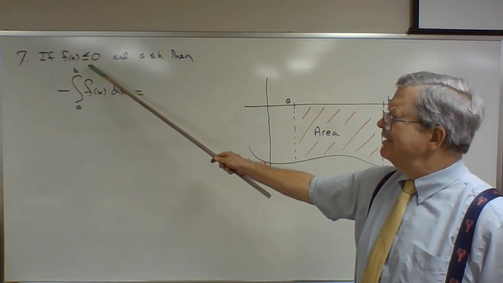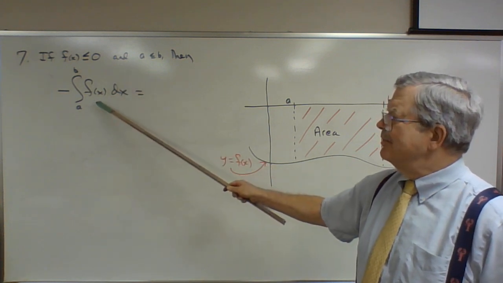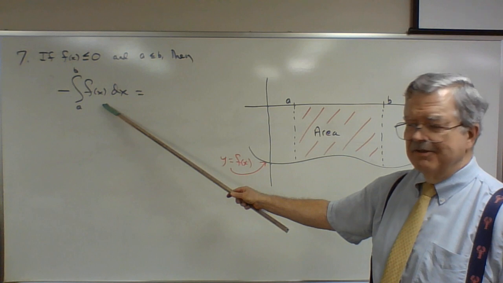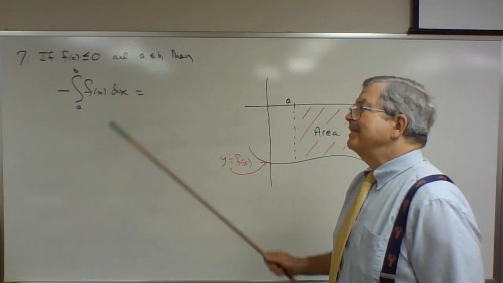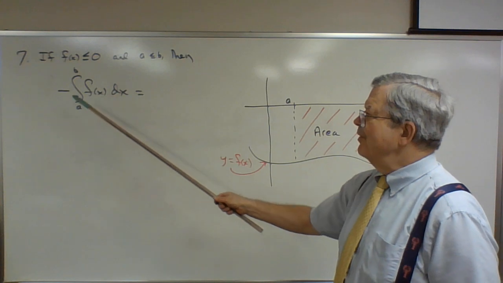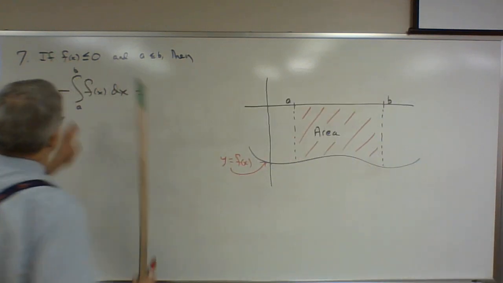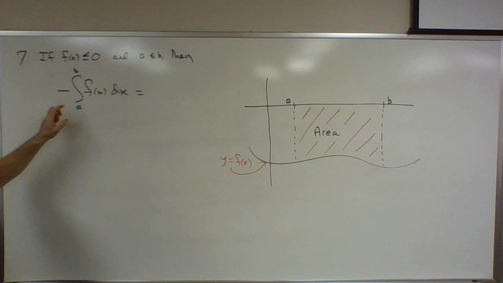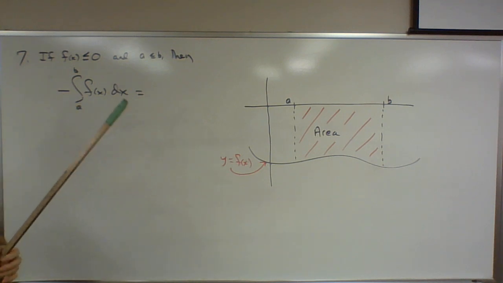If f of x is less than or equal to 0, I'm going to describe what the negative of the integral of f of x is rather than the integral of f of x itself. When I stated property number 7 before, I just talked about this integral from a to b of f of x. But I think it will be a lot easier to talk about what the negative of this integral is going to be. So if f of x is negative, it lies below the x-axis, then the negative of this integral is going to be the area.